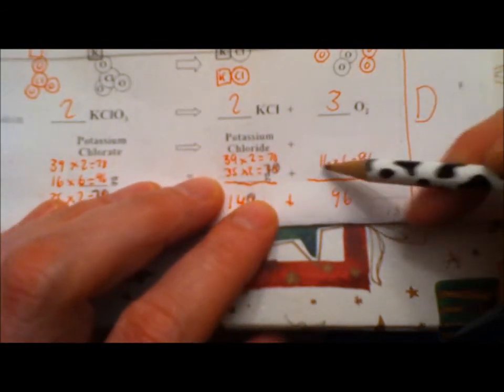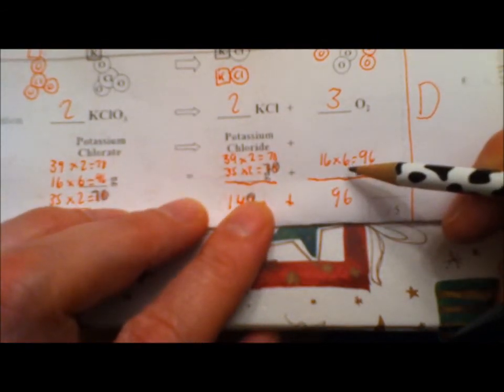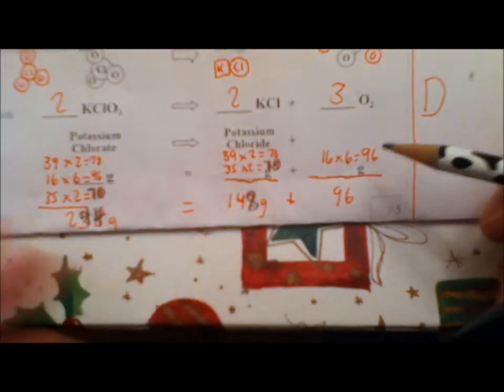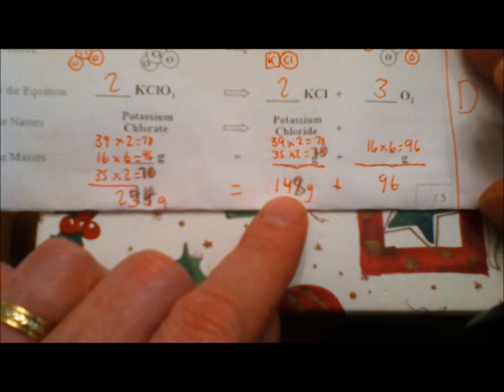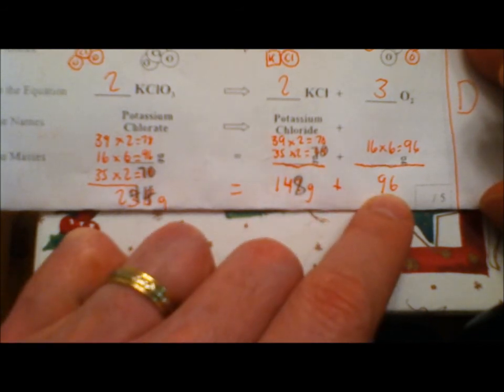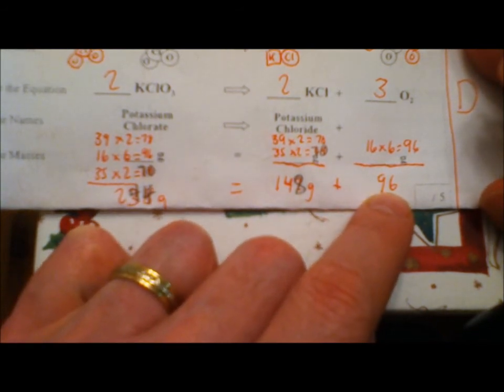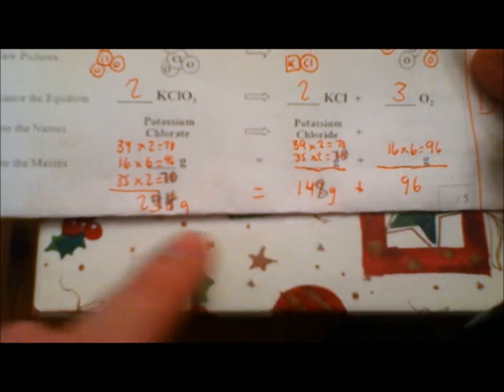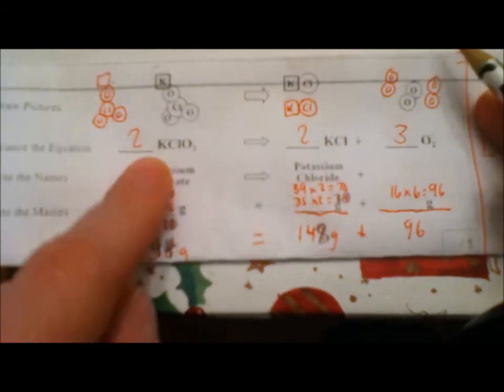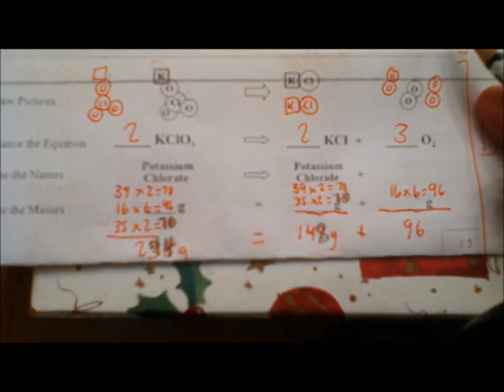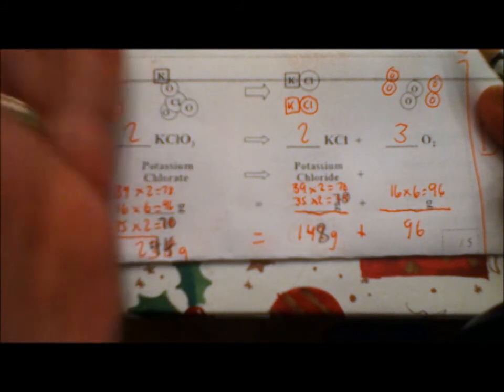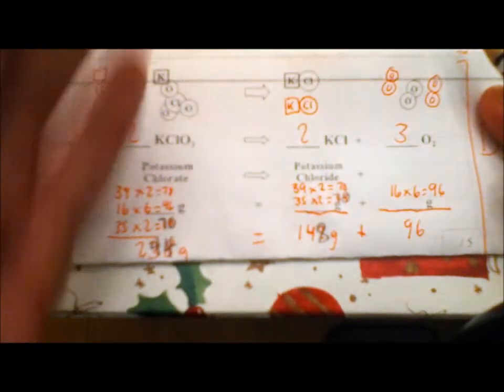And then oxygen, 16 times 6, gives us the 96. So 244 should break up into 148 and 96, and that's essentially what we have here. Okay, so you can see we're breaking this molecule up as a decomposition reaction. The mass on the left side should equal the mass on the right side. The mass of the reactants should equal the mass of the products.